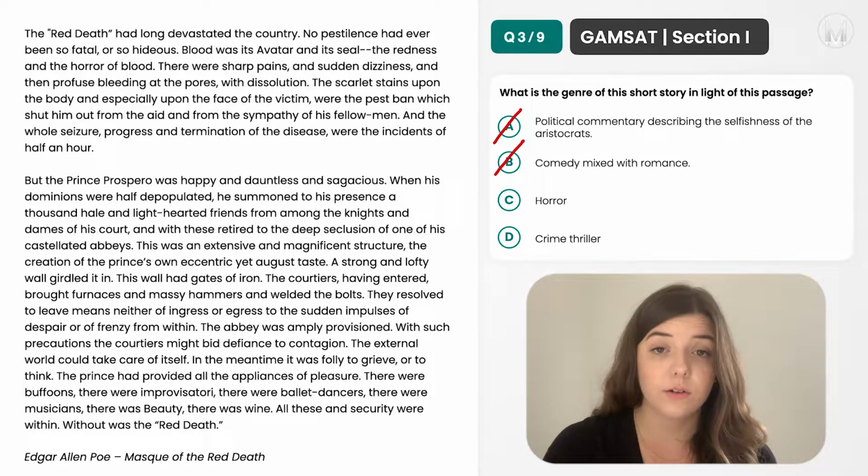Option D is a crime thriller. Although there are people dying, this isn't a crime thriller in the sense that this is actually a natural phenomenon. It's a plague. It's not people actually being murdered. So it's not going to be a crime thriller. And that makes option C the correct answer to question 3.